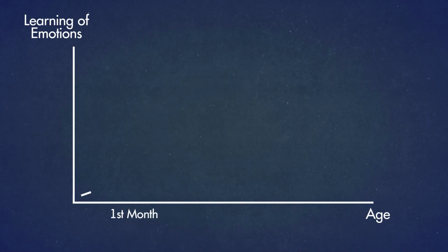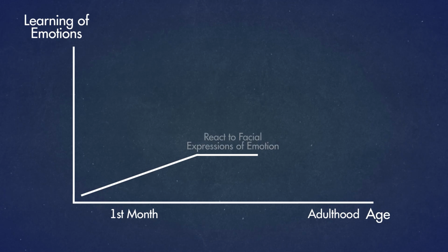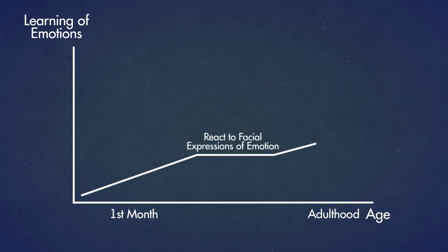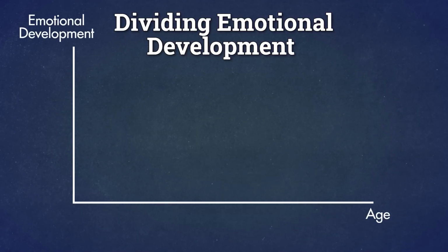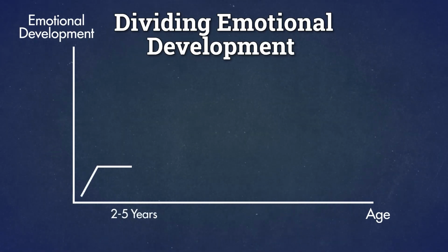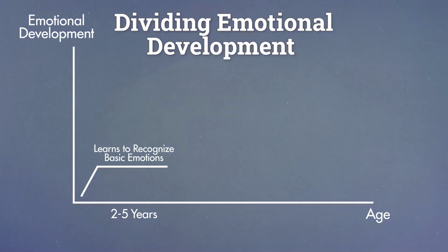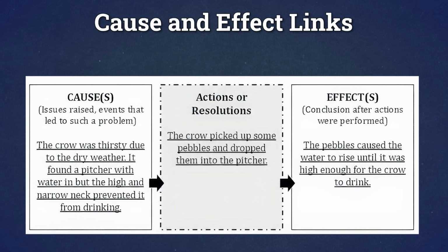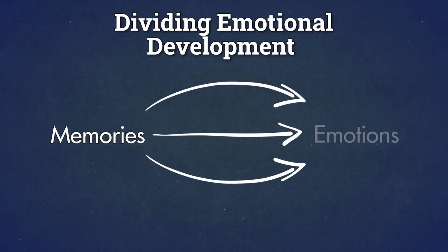The learning of emotions begins in childhood, from the end of the first month of life, and continues into adulthood. From 5 months, babies react to facial expressions of emotion by adopting the same emotion. This represents their first mode of communication. Psychologists Harris, Pons, and Duden divide emotional development into 3 main stages. From 2 to 5 years old, the child learns to recognize basic emotions and to distinguish more complex ones. They learn cause and effect links between events and emotional reactions. They also become aware that memories can arouse emotions.